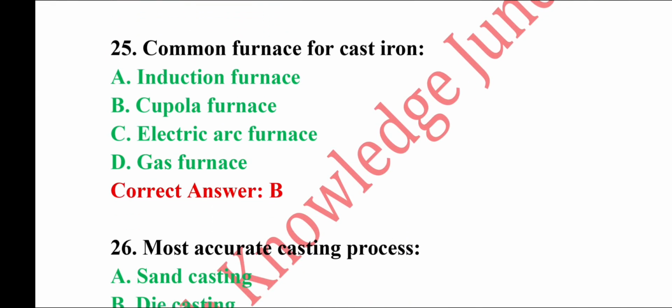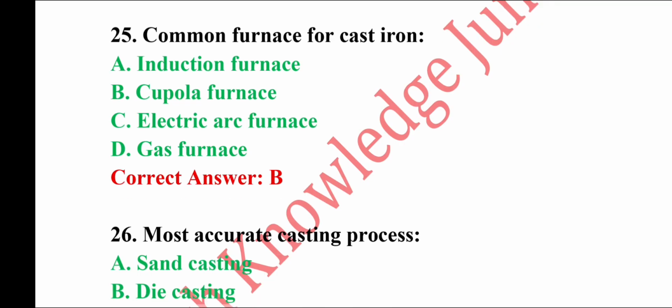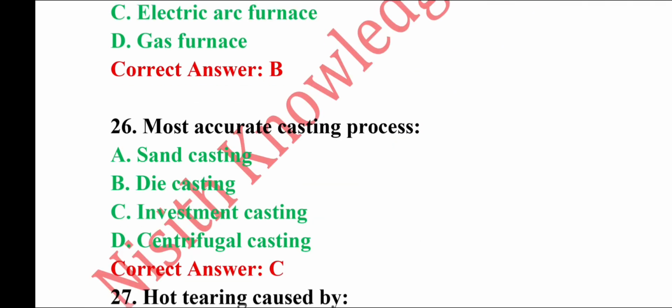The question number 25 is your common furnace for cast iron is. The options are induction furnace, cupola furnace, electric arc furnace, gas furnace. The correct answer is B, is your cupola furnace.